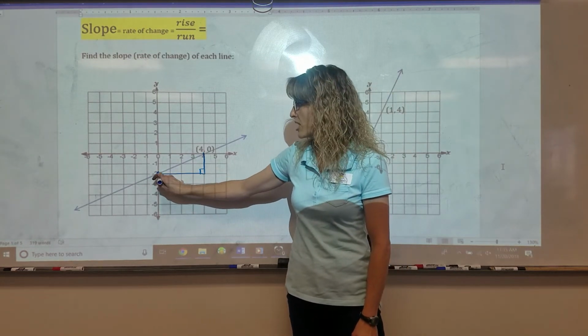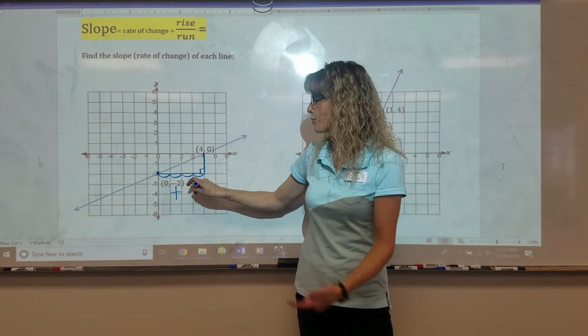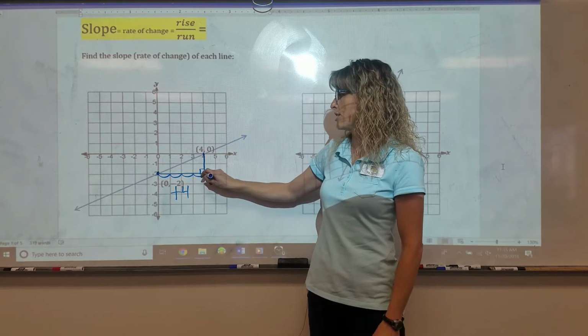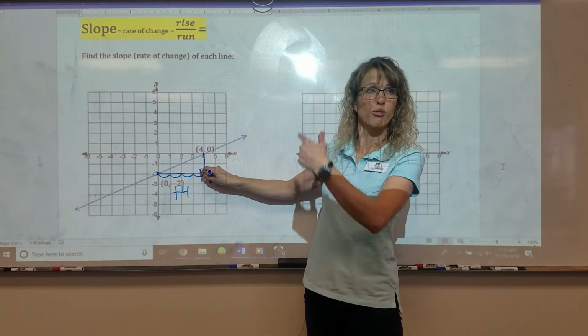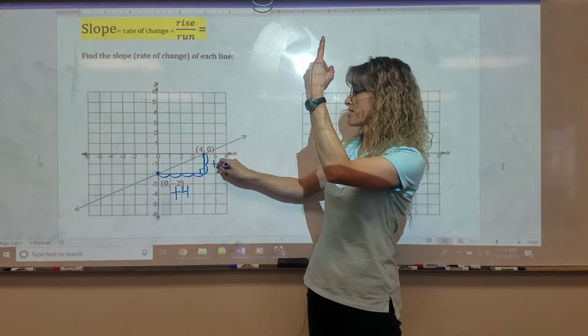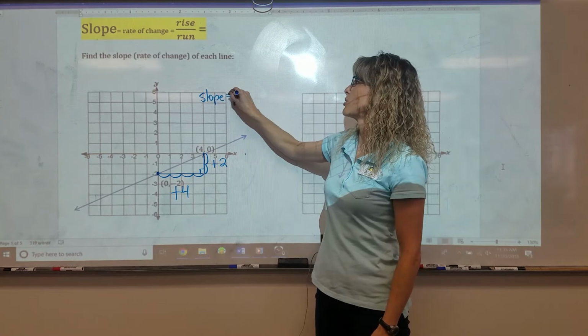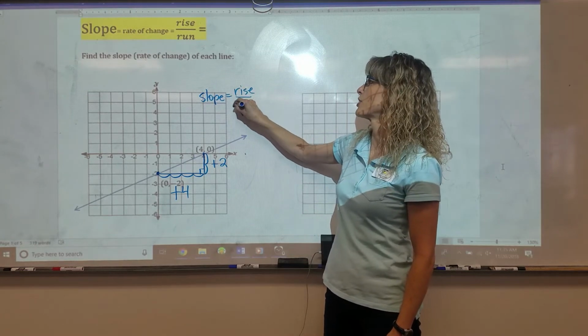So I'm going to count by bunny hops, 1, 2, 3, 4. And I went to the right, so it's a +4. From here, I got to go up to get to my other point, so I'm going to go up 1, 2. I went up, so that's a +2. So my slope equals rise over run.